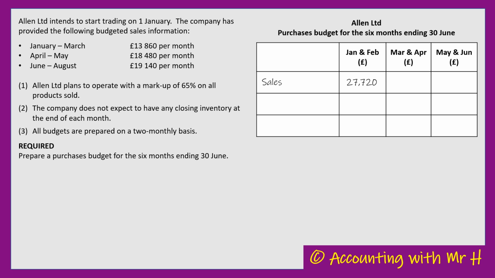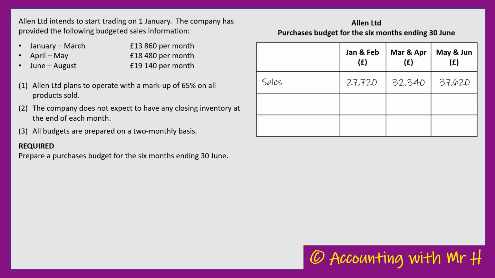Means the total combined sales for March and April is budgeted to be 32,340. And then similarly for May and June, again, just be careful because you can see it's split across the bullet points here. So in May, the budgeted sales is 18,480, and I need to add that to 19,140, which is the budgeted sales for June. Gives me a combined budgeted total then for these 2 months of 37,620.